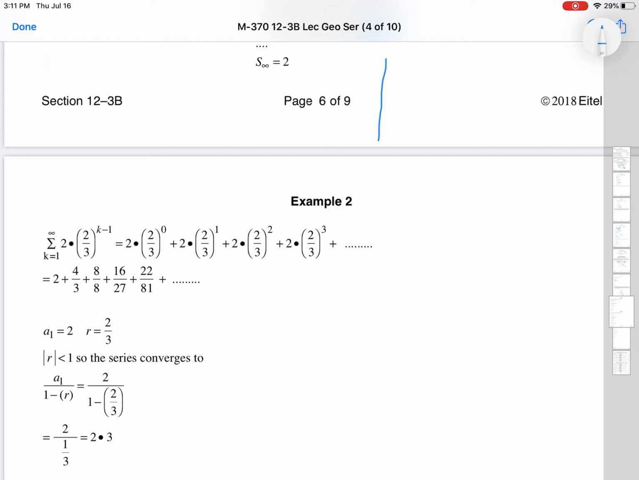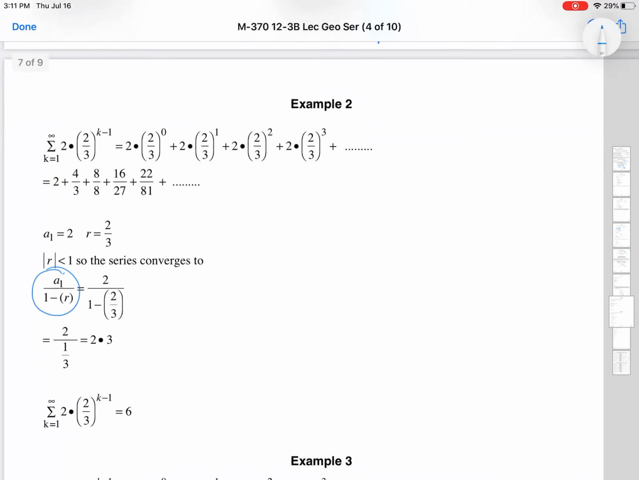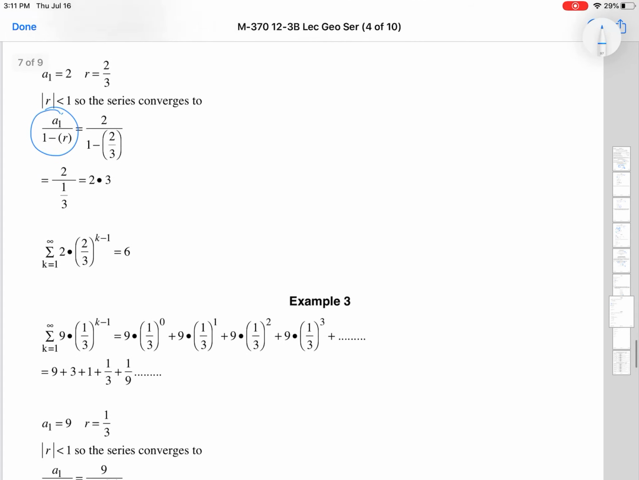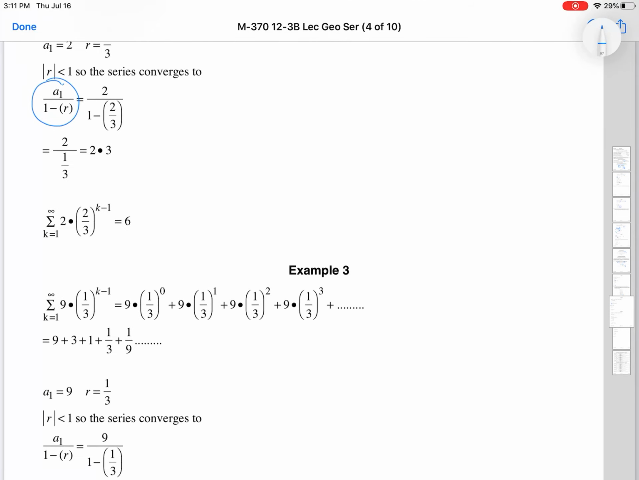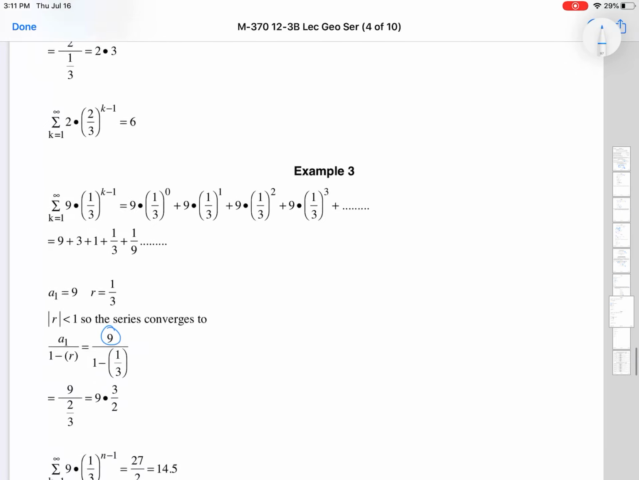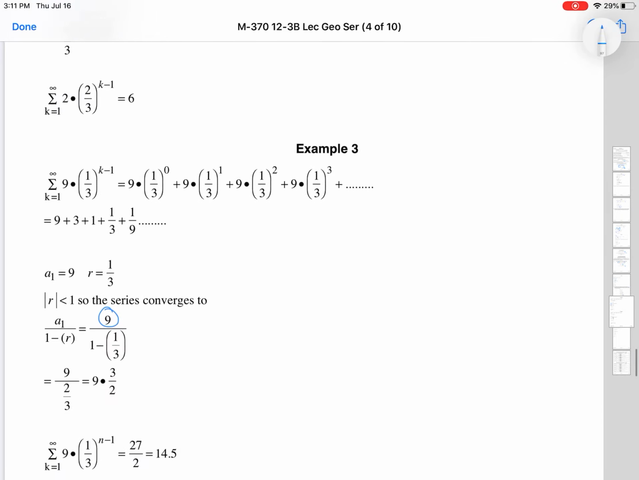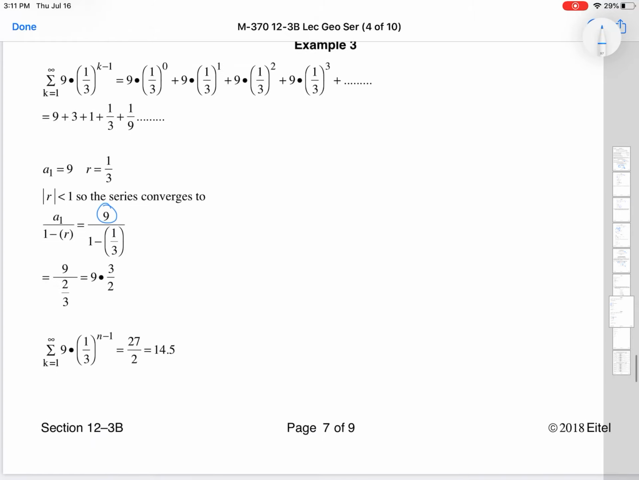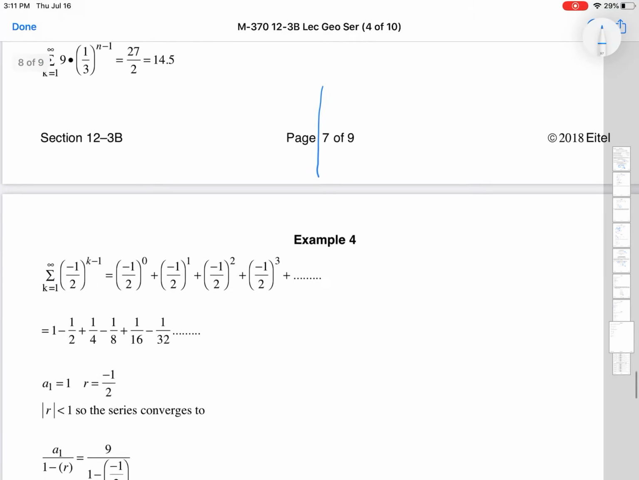2/3. 2/3 is the ratio here. It's less than 1, and so it's going to converge, and you just drop the 2/3 in. Remember, this is the formula. You're welcome to have it with you, and you just drop that in and watch it go. Example 3, the 1/3. You're going to put the 1/3 in there, respecting the first value as being 9. And do your work, do your magic there, and come up with 14.5.